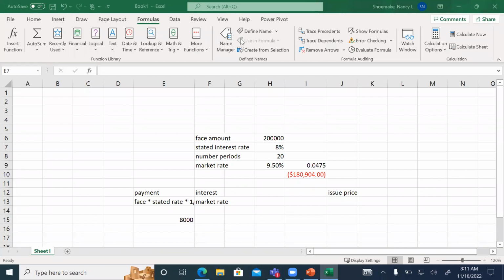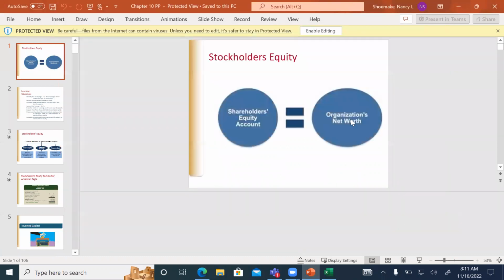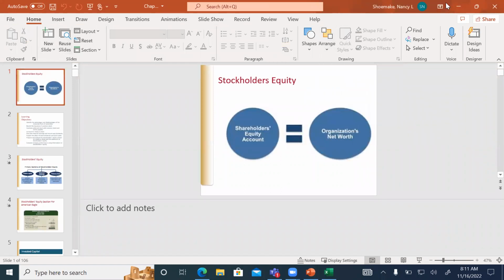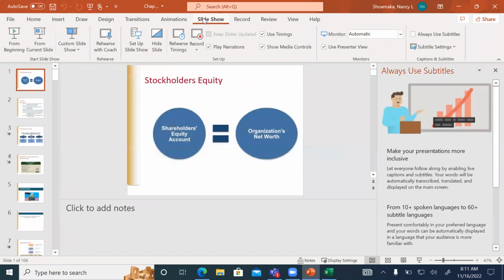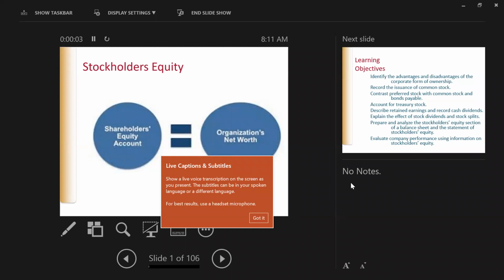Welcome, guys. We are going to start on chapter 10 this week. So we're talking about stockholders' equity. And we're going to learn a lot about dividends. We're going to talk about splits and treasury stock. So we're going to learn a lot here.